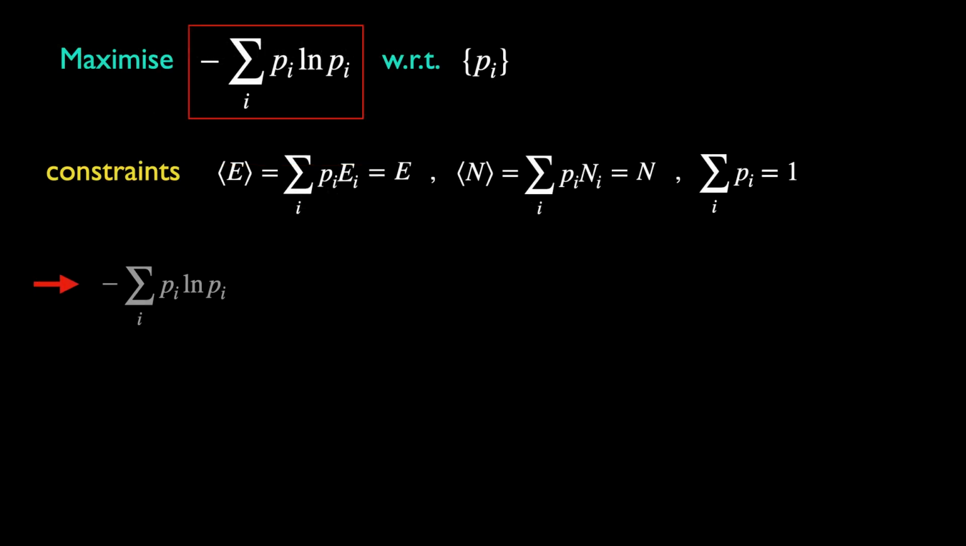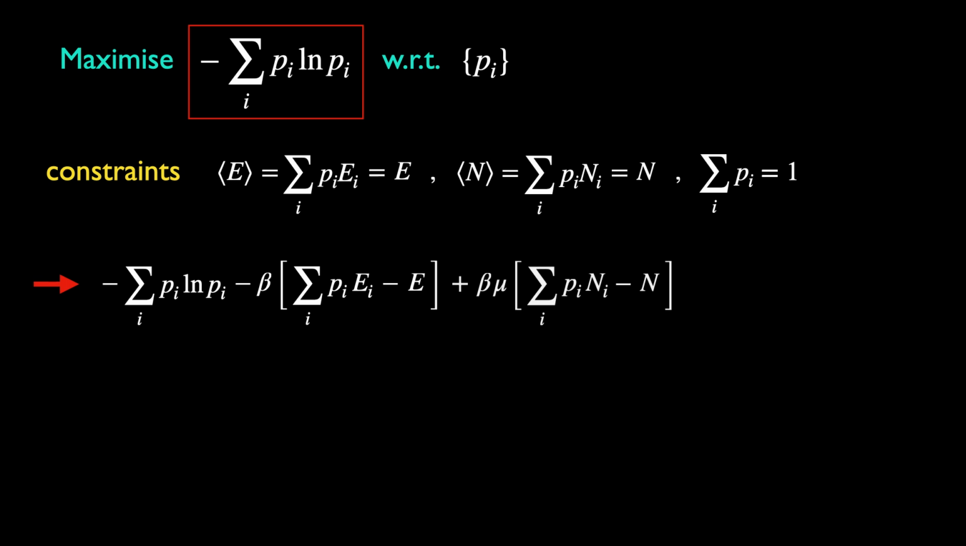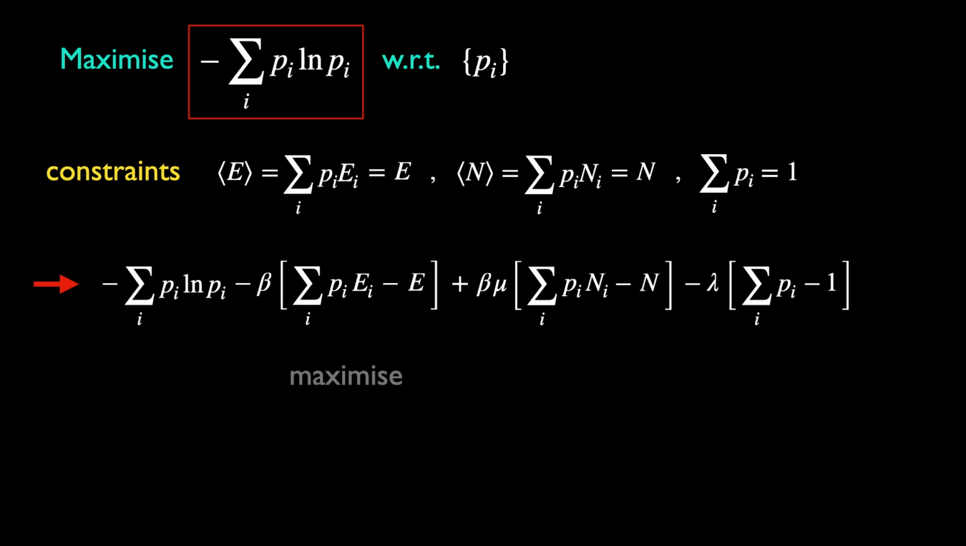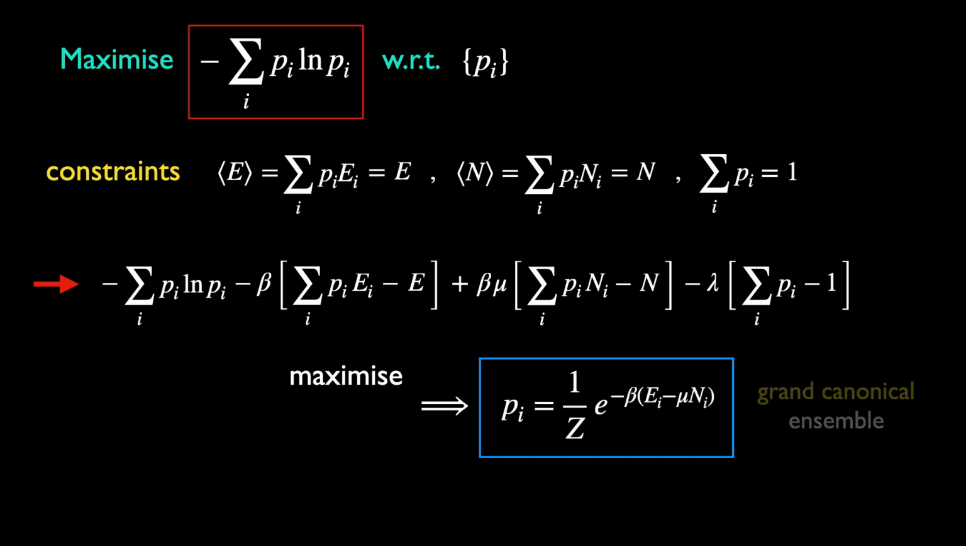Now our task turns into maximizing this modified entropy. Beta is here treated as a Lagrange multiplier, which will fix the average energy, while mu is another multiplier that fixes the average particle number. Lambda, as before, normalizes the probability. Show that this leads to the Boltzmann distribution for the Grand Canonical Ensemble. The answer will be revealed in the next lecture.